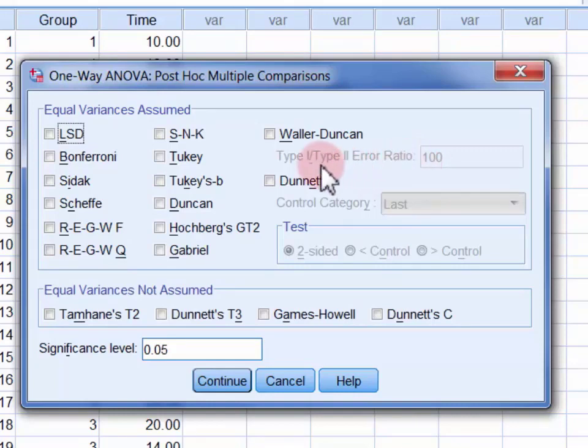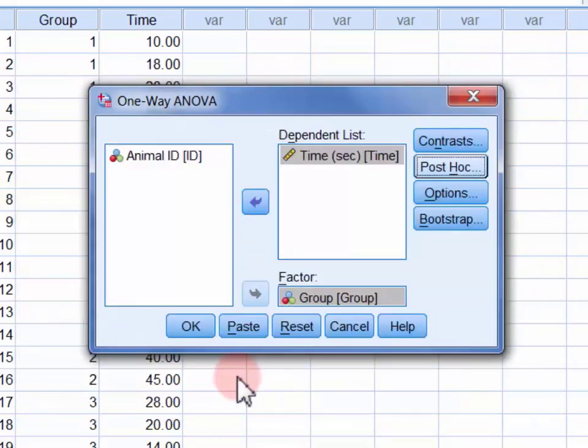From the Equal Variances Assumed list, we'll select Tukey, which will test the difference between each pair of means. As we have three groups, SPSS will produce three Tukey tests, one for each pair of groups. We'll also select Games-Howell, which we will interpret instead of the Tukey tests if we're unable to assume homogeneity of variances. Click Continue.